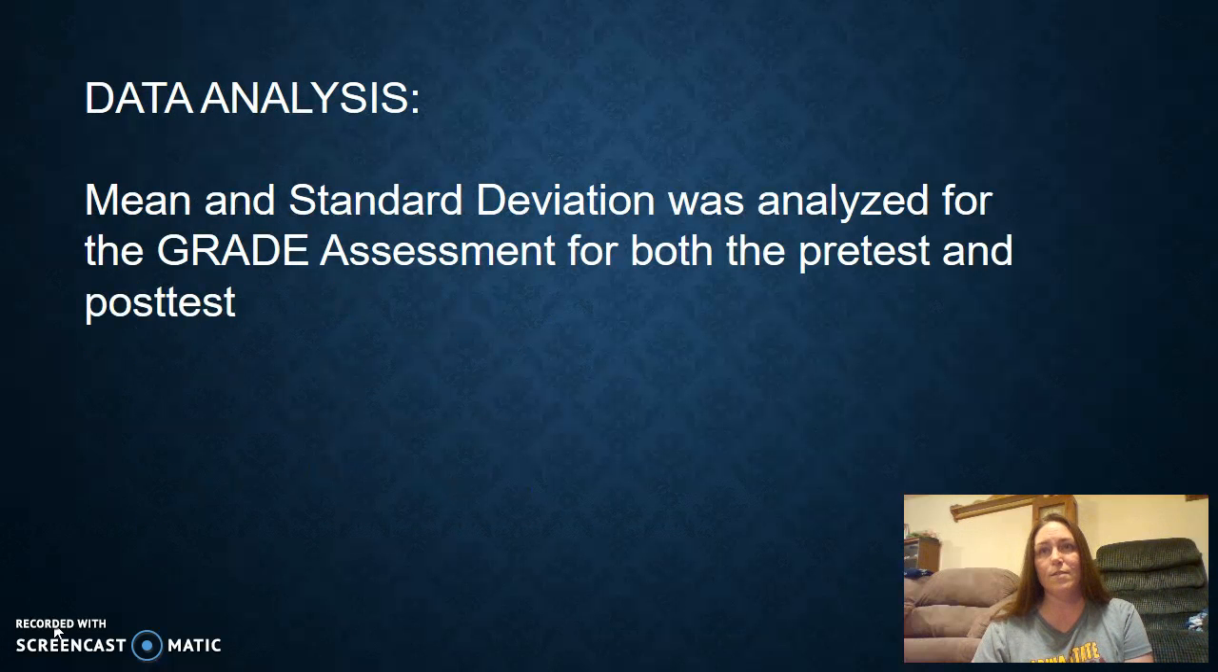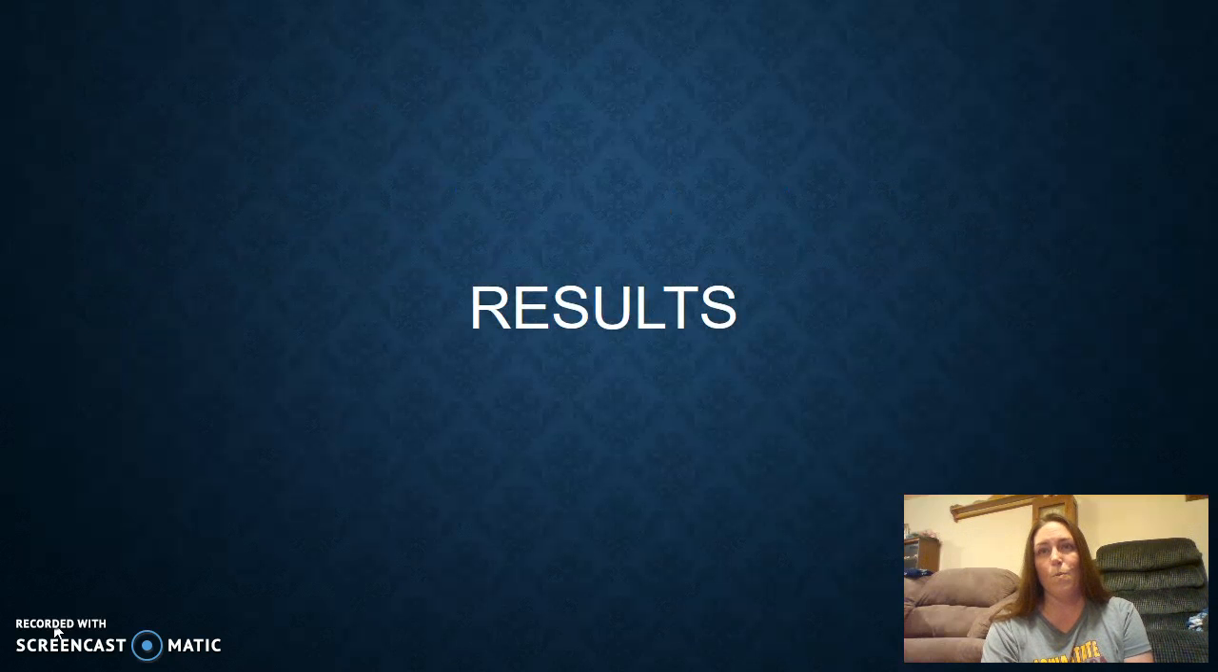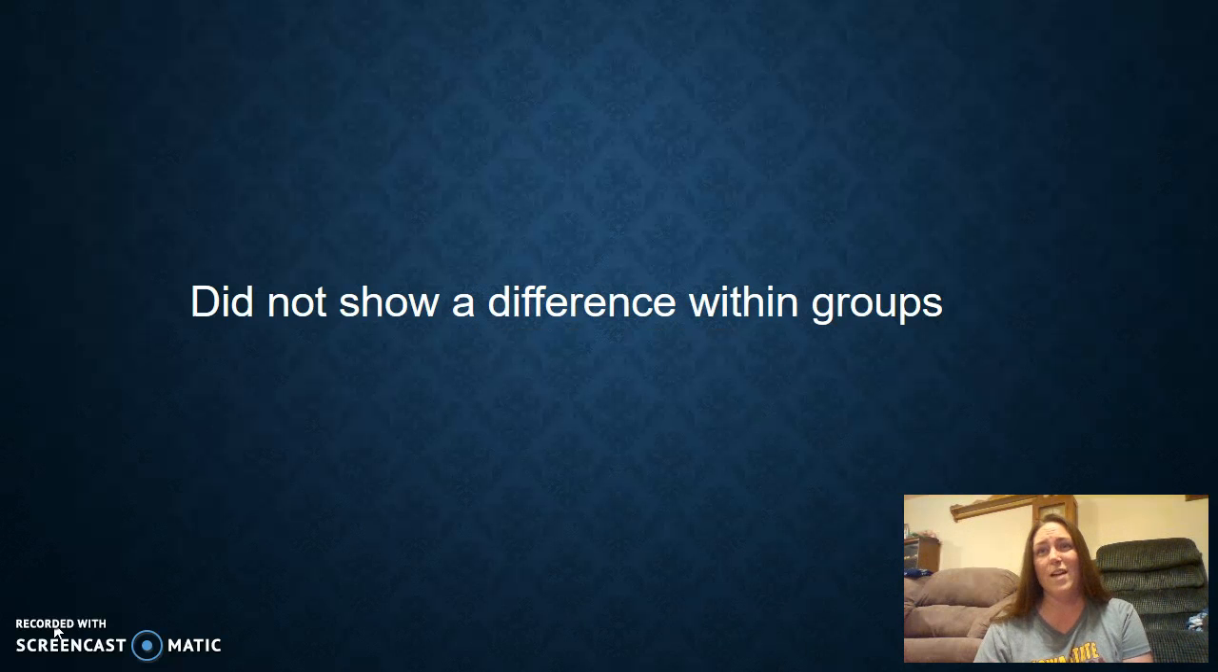The mean and standard deviation for both the pre-test and post-test from the grade assessment given to all participants was analyzed. Students in the experimental group showed an average increase in their national percentile rank of 7%, where the control group showed an average decrease of 4%. What does the data say about this study? The results did not show a difference within groups.